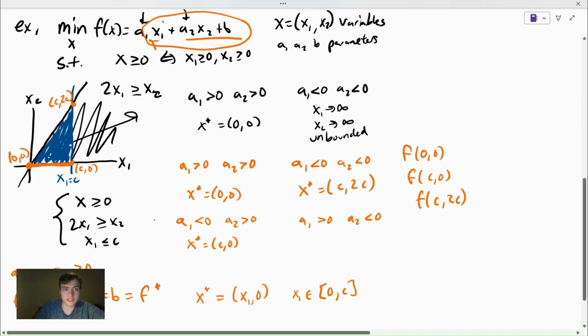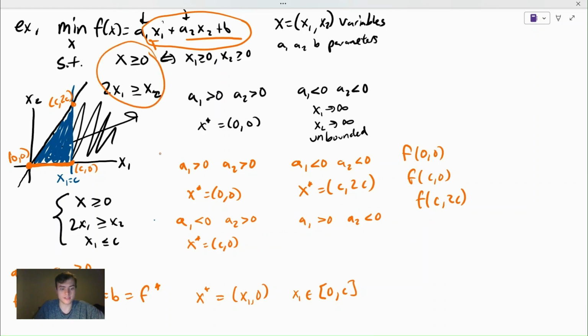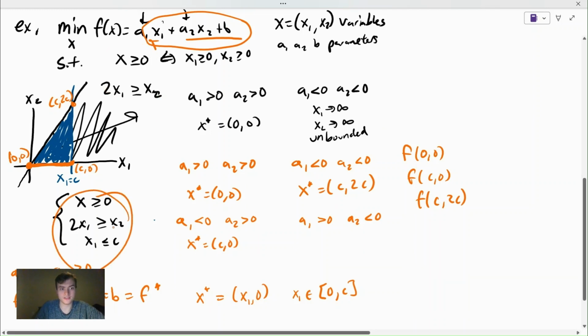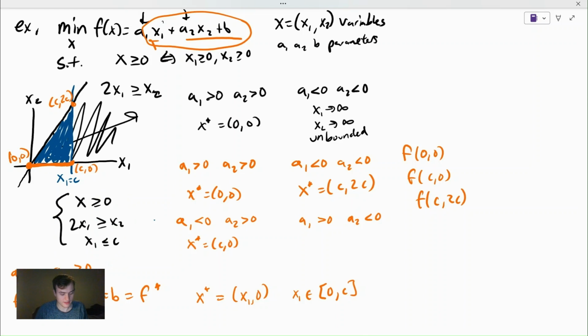And so this is a special case of optimization problem. We have a linear objective and all our constraints are linear. All these constraints are linear functions. We don't have any quadratics or exponentials, etc. And so that is called a linear program. And that's why we're guaranteed to have X star, the optimal solution, on the boundary.